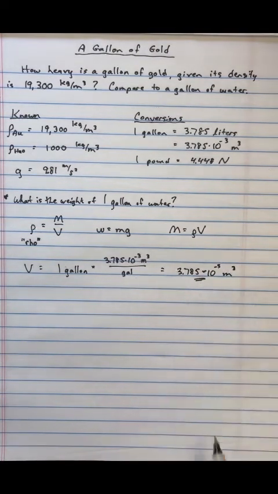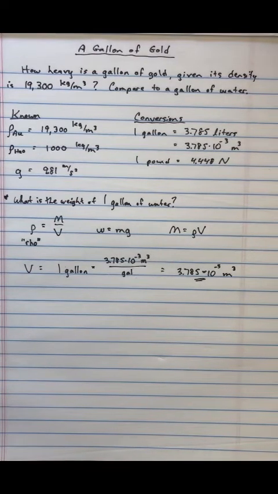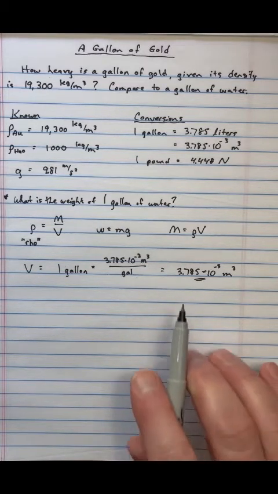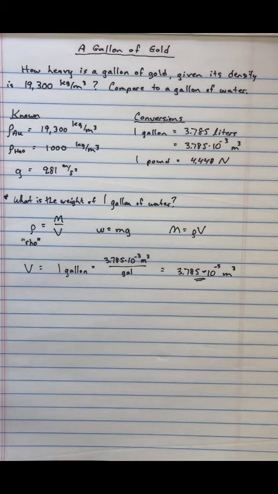And that's the volume. Now, by the way, if you notice something, this number, if you round up a little bit, is almost 4, or 4 times 10 to the minus third, which is to say that a liter and a quart are almost the same thing. They're not quite, but they're close. So if you want to think of a gallon as having 4 liters in it, you're not too far off. Anyway, that's our volume. Let's go ahead and work this out for water.